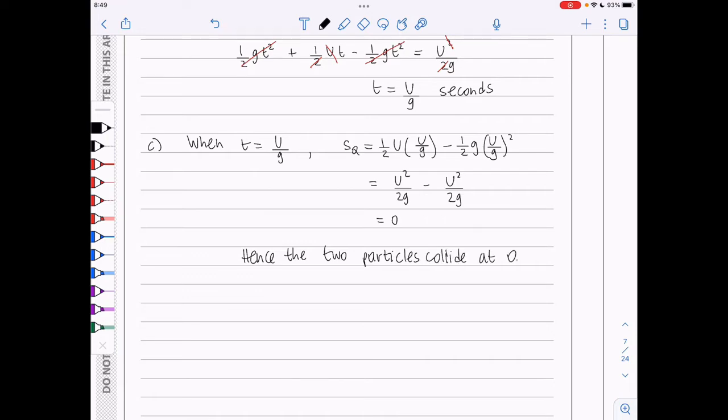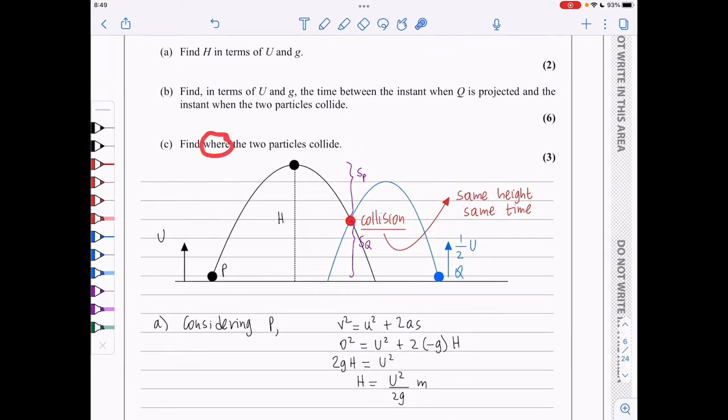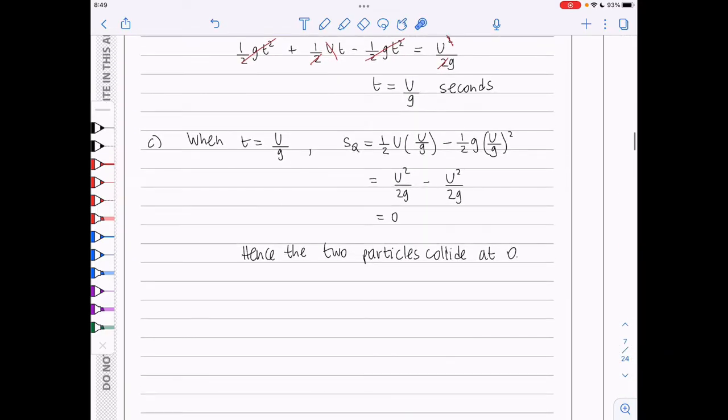So if we go back to the question itself for a moment, the wording used, "find where the two particles will collide," not "find the distance" or "the height above O," was hinting at a kind of answer that we got at the end. So the two particles will collide on the ground at O.